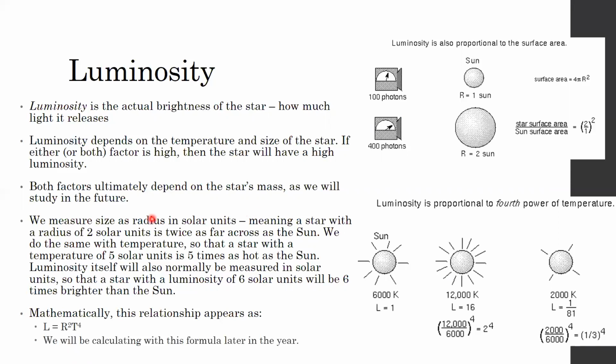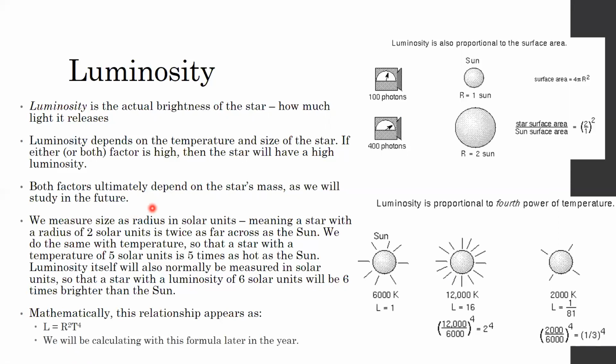We measure the size of a star as the radius, so how far it is from the center of the star to the surface. And we measure it in units called solar units. And we can measure it in other ways. We can measure it in kilometers or something. That you do see.